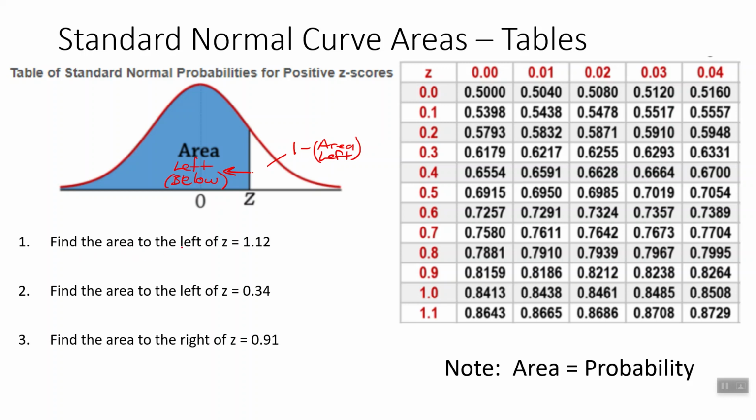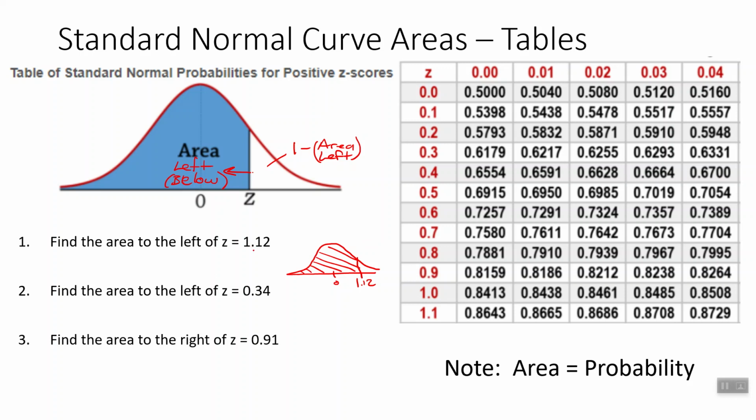So we want to find the area left of z equals 1.12. Well, we'd have some sort of graph. I'm just going to draw a little small one here. 0 is going to be in the middle. 1.12 is going to be somewhere up here. And we want to find this area over here. On the AP exam, if we're working with z-scores and they ask you to find an area, you should be drawing a graph.